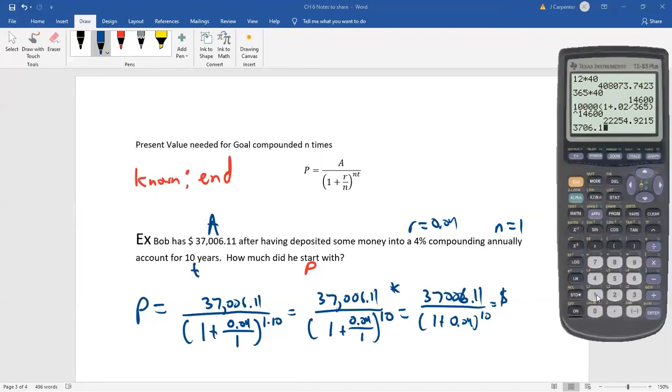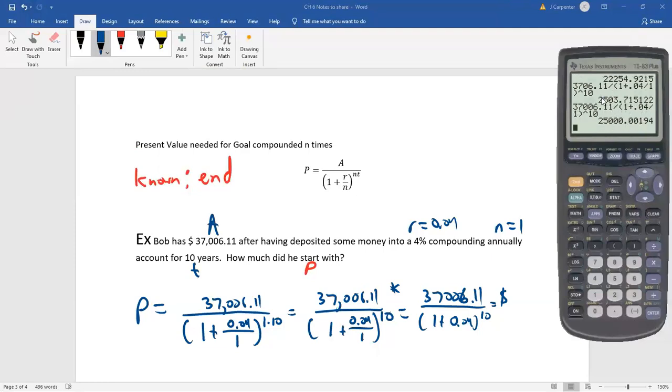$37,006.11 divided by parentheses 1 plus 0.04. I'll type it in both ways, so I'll do this middle one first. So divided by 1, close it, raise it to the 10th power, hit enter. And we can see that I goofed up. I missed a 0, so let me hit second enter. I can actually go to where that is, hit second insert, and just fill that 0 in. There we go, that's what I expected.